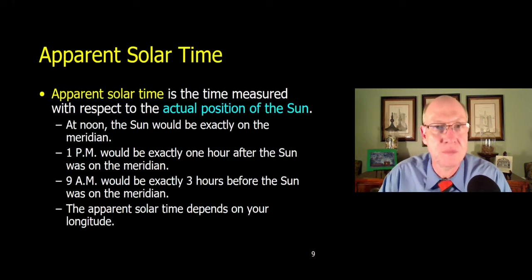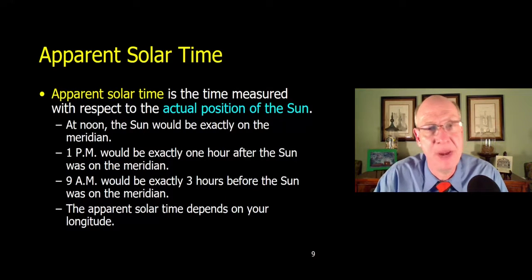So now we can talk about apparent solar time. Apparent solar time is the time measured with respect to the real sun. That is, we take the real sun in the sky and we measure time by that real sun. So at noon, the sun would be exactly on the meridian. At 1 p.m., that's 1 hour post-meridian, 1 hour after the sun was on the meridian. 9 a.m. is actually 3 hours before the sun is on the meridian. So 9 a.m. would be 3 hours ante-meridium, 3 hours before the sun is on the meridian.